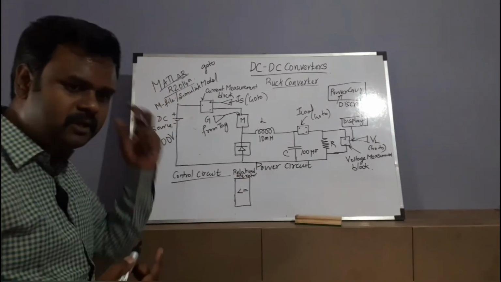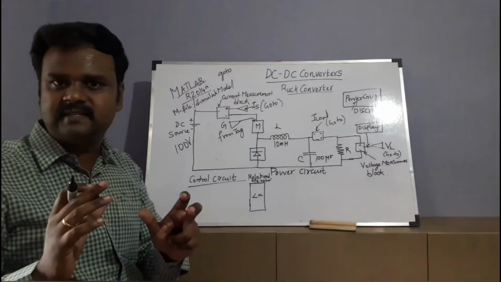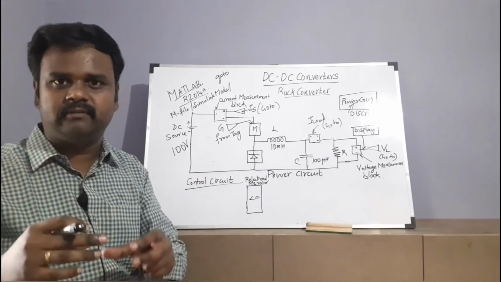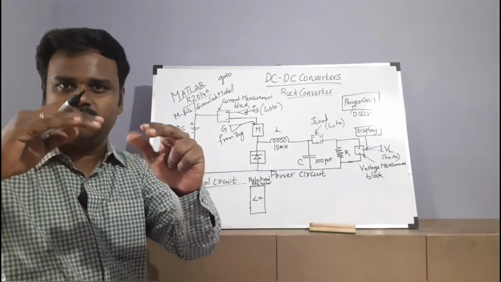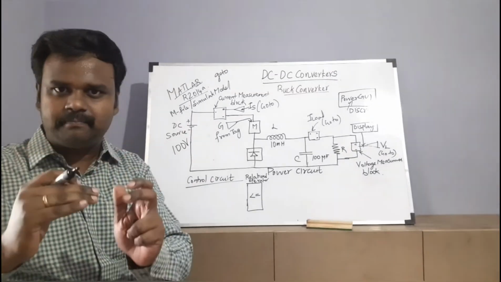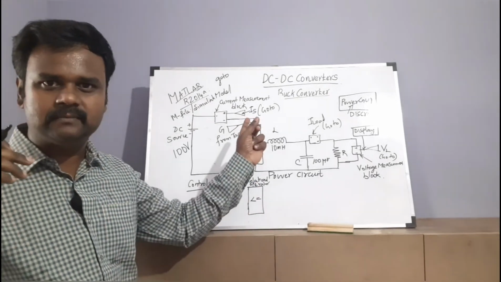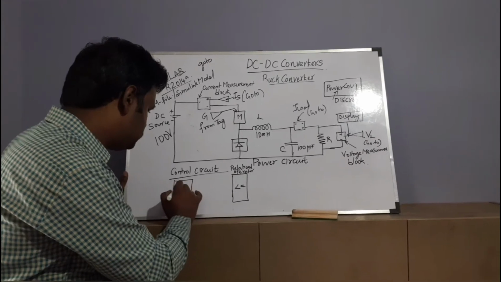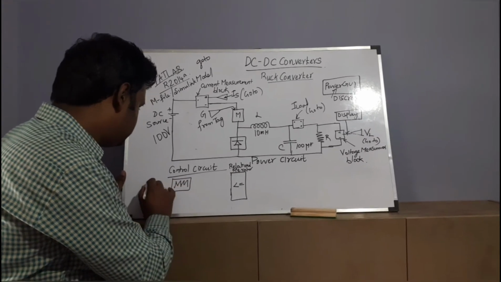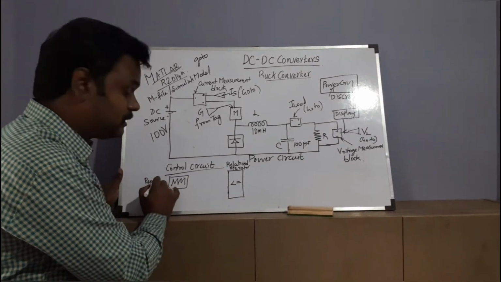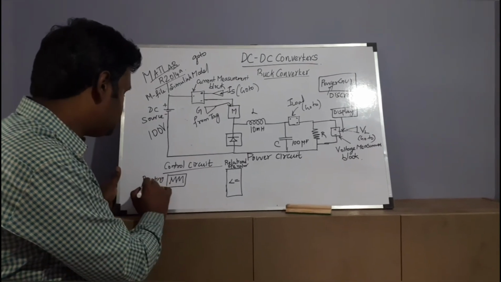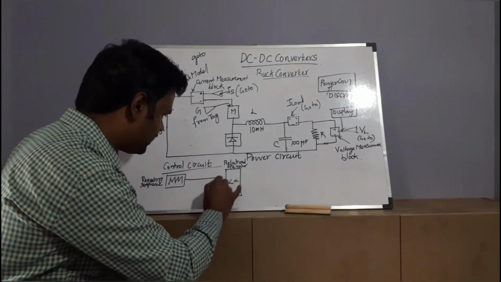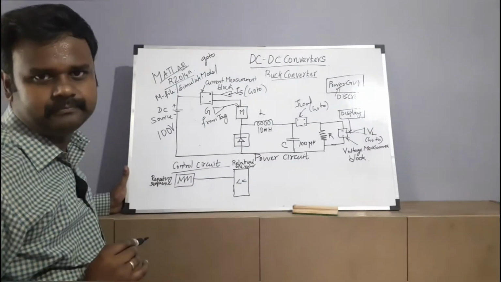So you have to generate PWM gating signals, right? For the PWM gating signals, you need two things: either a triangular wave or a constant. The triangular wave will be compared with the constant one, so we will get the PWM pulses, and those pulses will be given to the gate terminal of the MOSFET. So we need a triangular wave. For that we use the repeating sequence. In the library you can search for repeating sequence. This repeating sequence should be given directly to the relational operator.